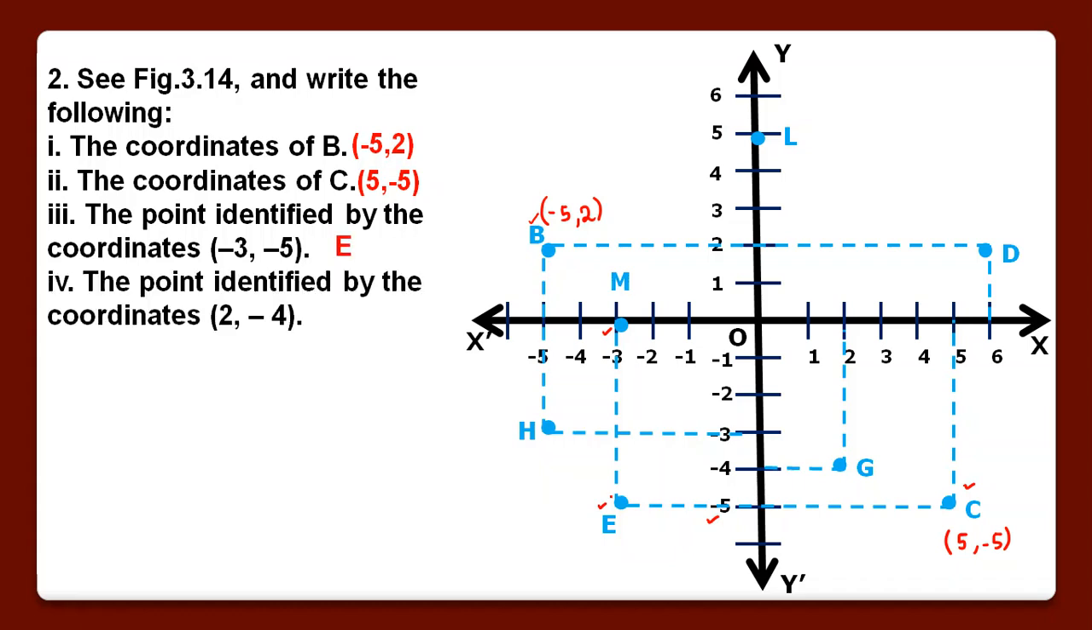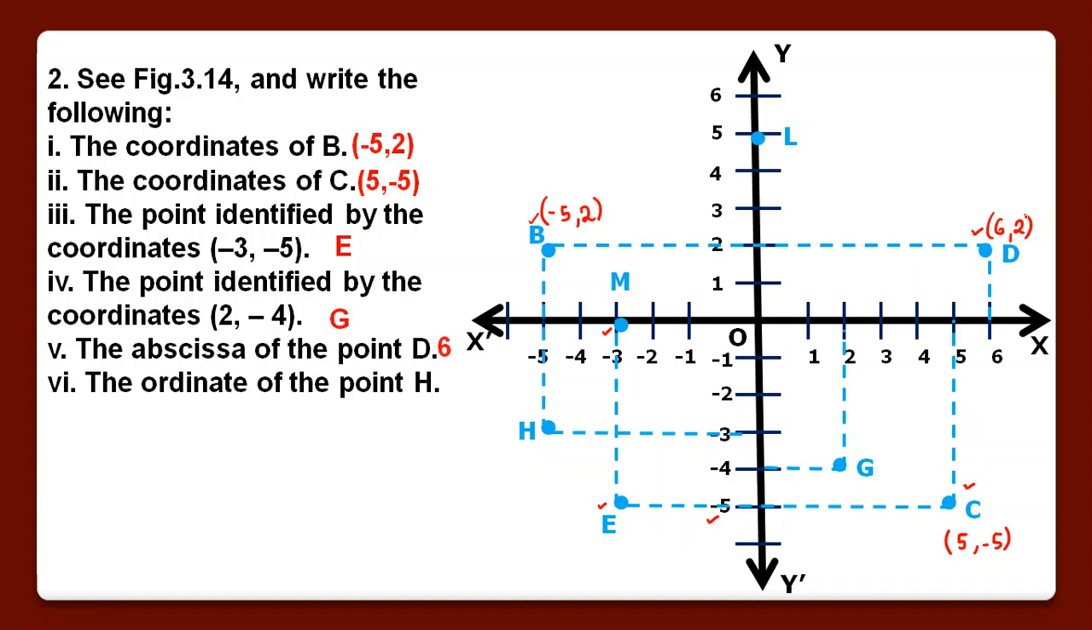Fourth is the point identified by the coordinates 2, -4. X हमारा coordinate positive है and y coordinate is negative. Means fourth quadrant. 2 is here, -4 is here. They both meet at point G. So G is the answer. Fifth is the abscissa of point D. Here we have point D. हम इसके पहले coordinates लिख लेते हैं. 6, 2 are the coordinates and the abscissa means x coordinate is 6.